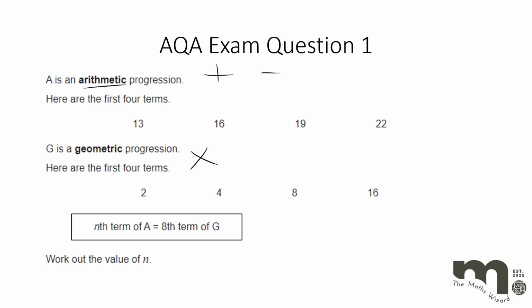So then we've got this information in this box here. It says the nth term of A, this first sequence, is the 8th term of G, so this sequence at the bottom here. So we've got to work out the value of n, and this was a 4-mark question, so this one will really get you thinking. So why not pause your video, see if you can have a go first, and then we'll go through it together.